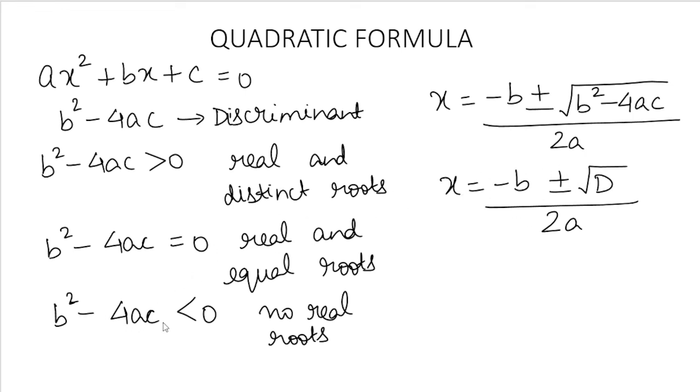But if b² - 4ac is less than 0, then there are no real roots. You cannot solve for x. In that case, you will have to stop here. You will not be able to solve for x because b² - 4ac is inside the square root sign, so here it would be negative. We can never find the square root of a negative number. So this is not possible. That is why in this case, we have no real roots.